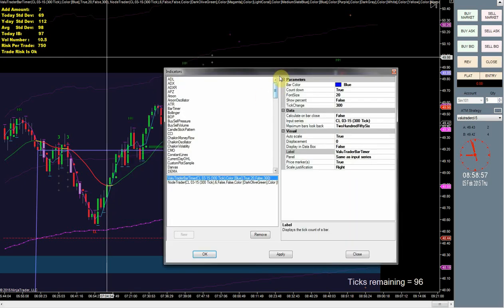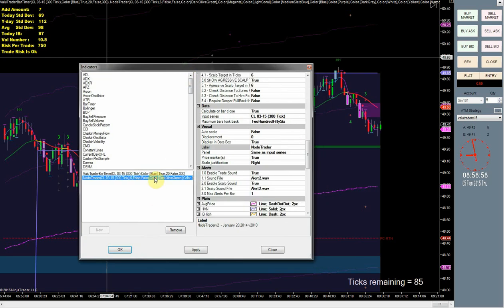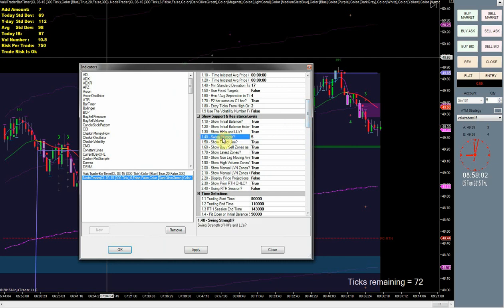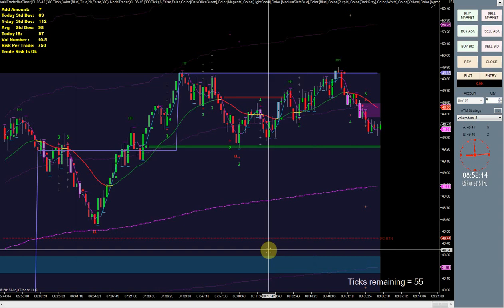And I actually changed one thing today. The swing strength number right here used to be a 3, but I changed it to a 5. The reason I did that is because the vendor has his set to 5, so I decided to make sure I matched his settings.